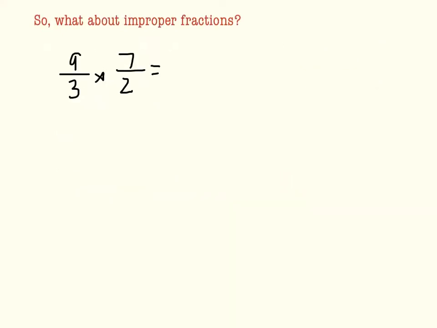Then we want to know about improper fractions. And we know that these are in fact fractions, so we can just go ahead and multiply like we did before. We take our numerators, 9 times 7, which is 63. And we take our denominators, 3 times 2 is 6. And what we notice here is we do have an improper fraction that we're left with, but we are going to go back to a mixed number.